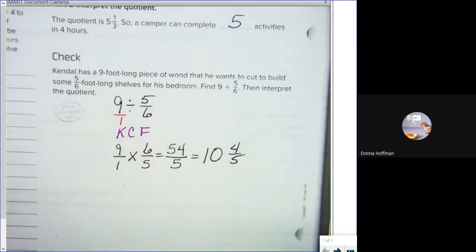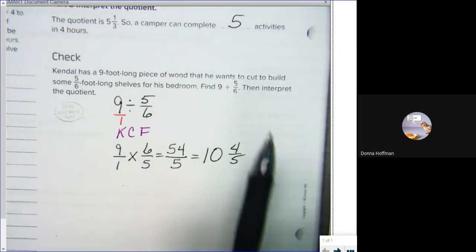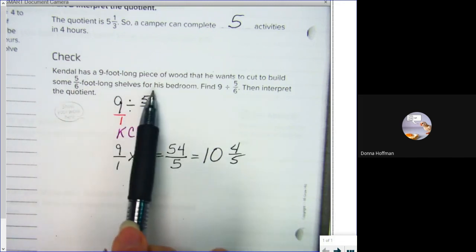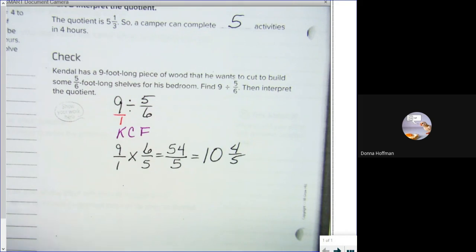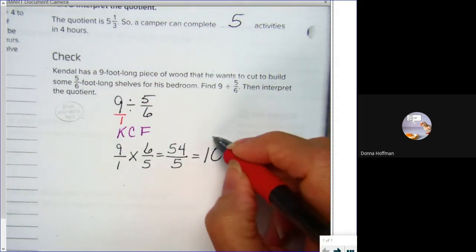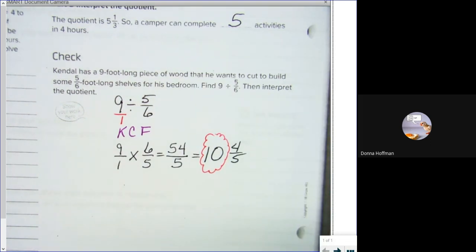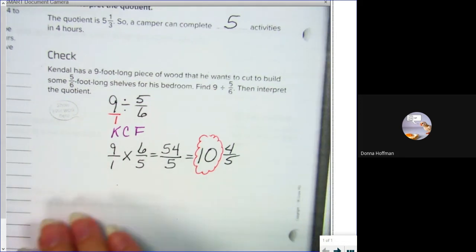Now I've got to interpret what that means. If it says that she wants to build some 5/6-foot long shelves for her bedroom, how many complete shelves can she build? And the answer is going to be just 10 complete shelves. That 4/5 is a measurement that is going to be too short because you need 5/5 to make a whole group, and that's not going to work. So she only is going to be able to get out of that 9-foot long piece of wood 10 pieces to make for her bookshelf.